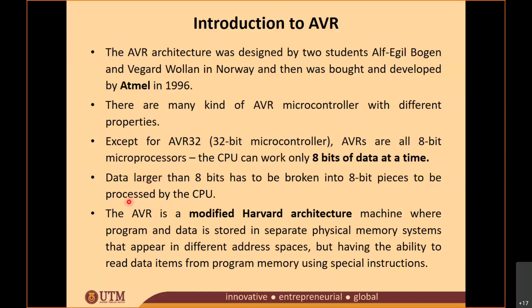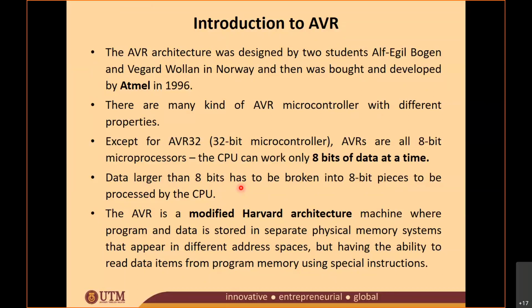So what happens when you have larger data to be sent from the CPU to output or to be read from input to the CPU? If you have data larger than 8 bits, the data will be broken into 8-bit pieces to be processed by the CPU. If you have 16-bit data, you need to break it into 8-bit and 8-bit, so you have two 8-bit data. If you have 32-bit data, you need to break it into four 8-bit chunks.